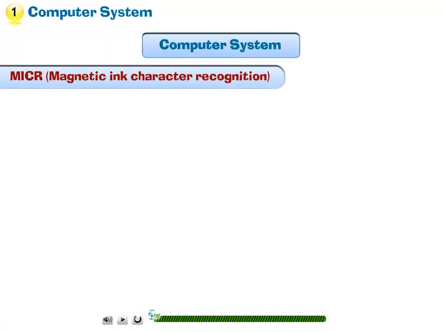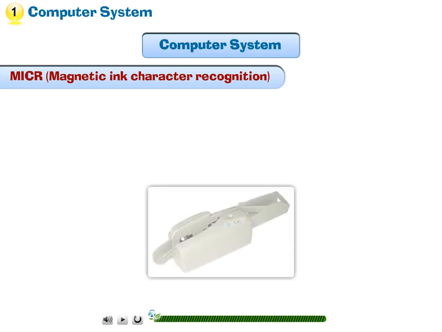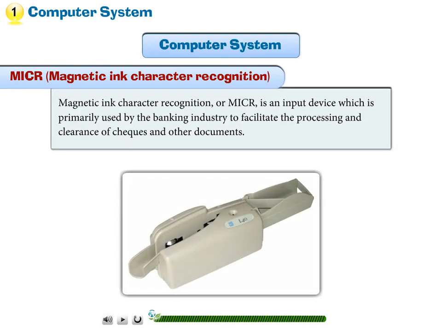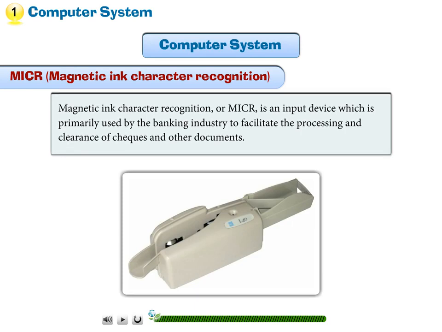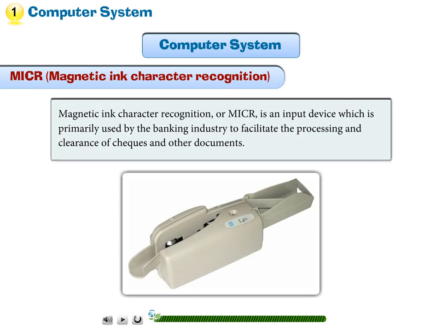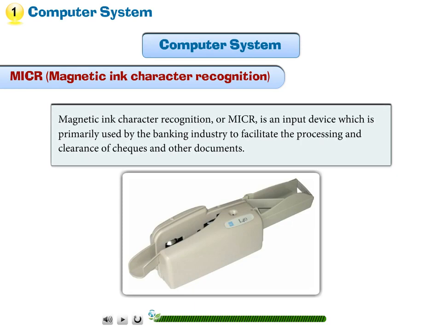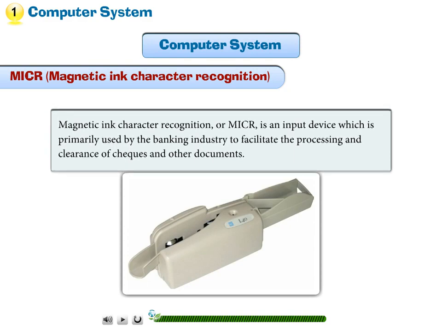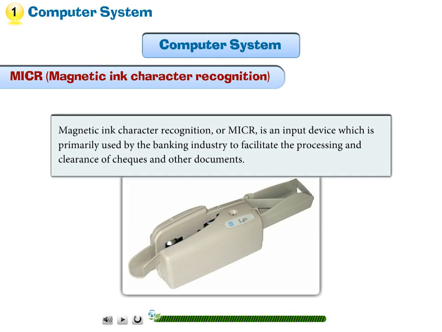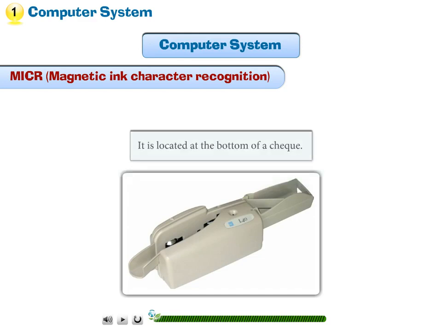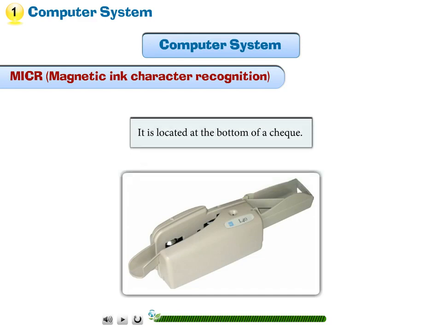MICR, Magnetic Ink Character Recognition. Magnetic Ink Character Recognition, or MICR, is an input device which is primarily used by the banking industry to facilitate the processing and clearance of checks and other documents. It is located at the bottom of a check.